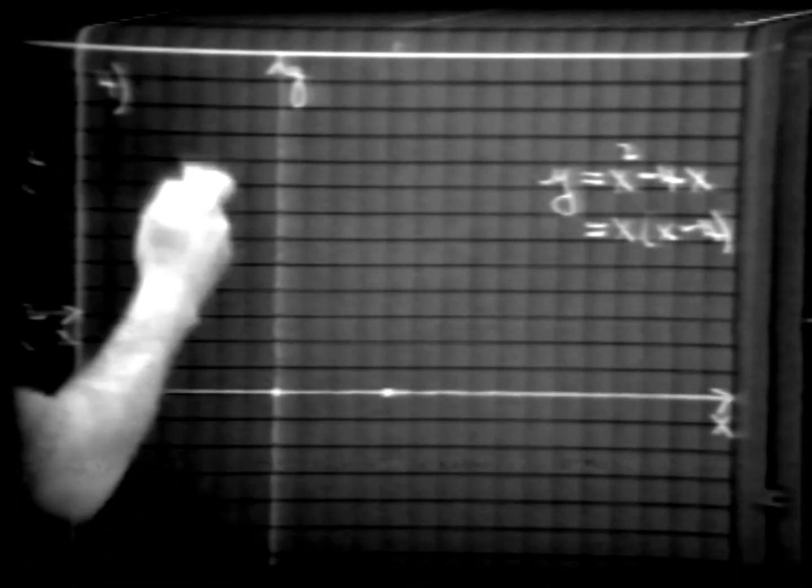Is our parabola going to open upward, or is it going to open downward? You can look at the number a. In this case, the number a is 1, so it's going to open upward, okay?